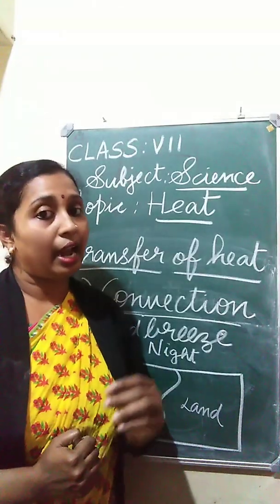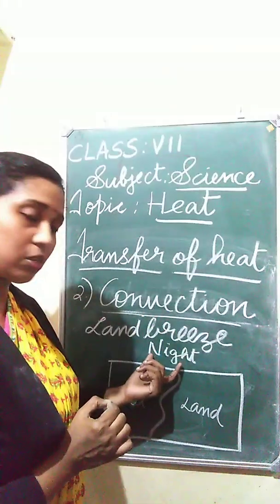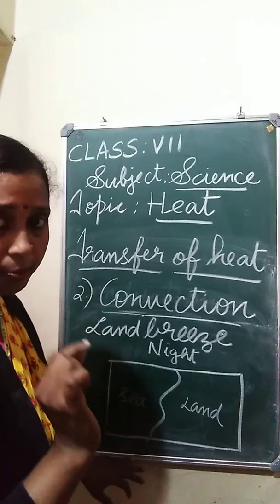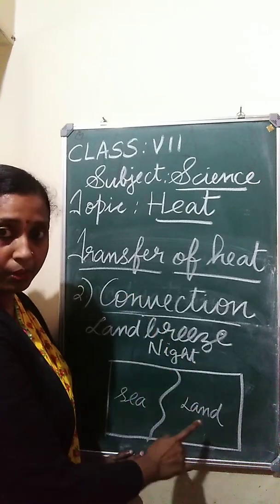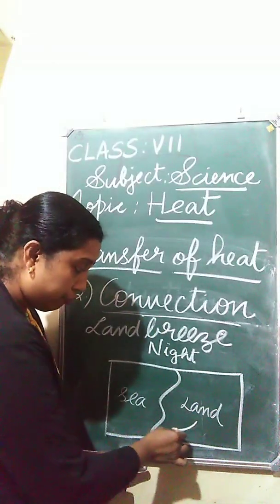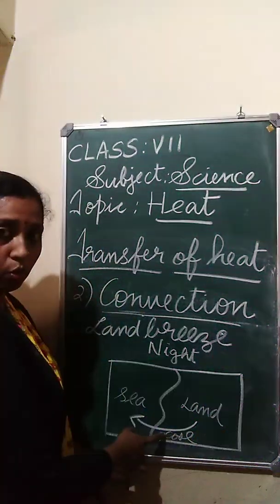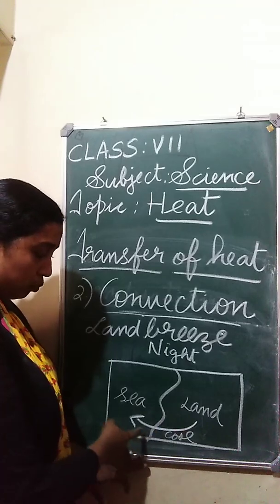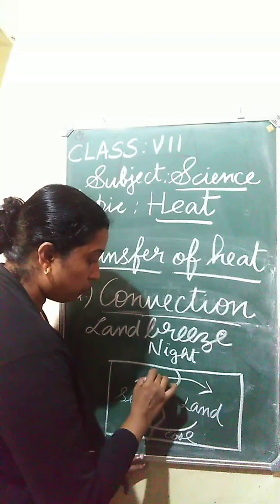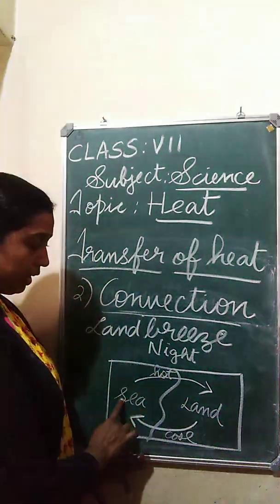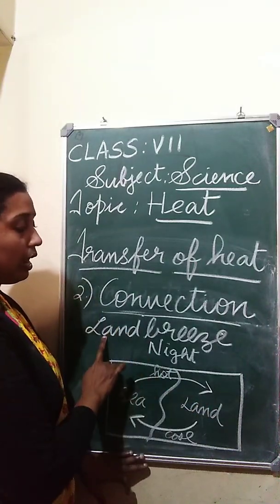So next one is the land breeze. This land breeze occurs only at night. What happens here is during night the land becomes cooler, and the cold air from the land moves towards the sea. So the cool air from the land moves towards the sea, and the hot air from the sea moves towards the land. And this is known as land breeze.